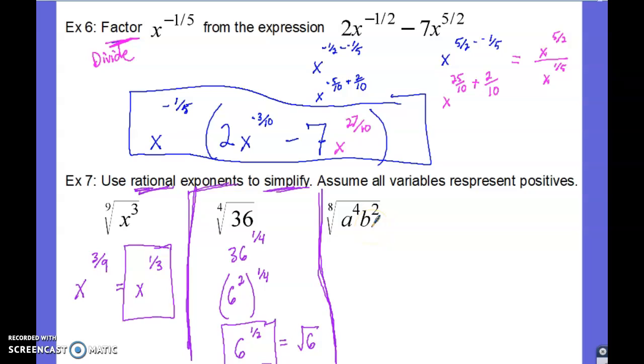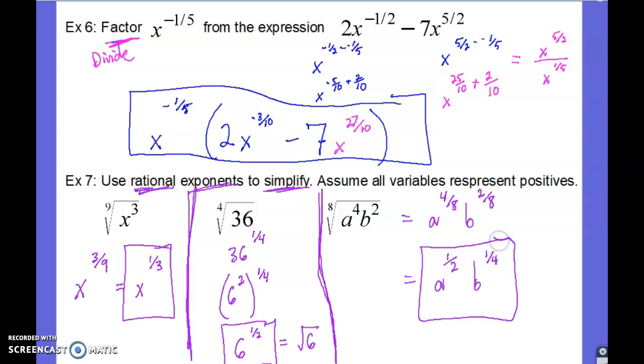On this last one, though, all they're looking for you to do is rewrite it as a to the 4/8 power times b to the 2/8 power. Remember, the index is the denominator, and then reduce those fractions. 4/8 reduces to 1/2, and 2/8 reduces to 1/4. That's what they want there.